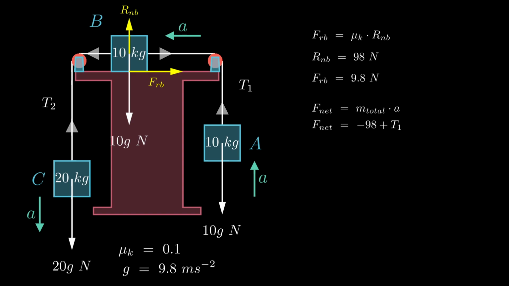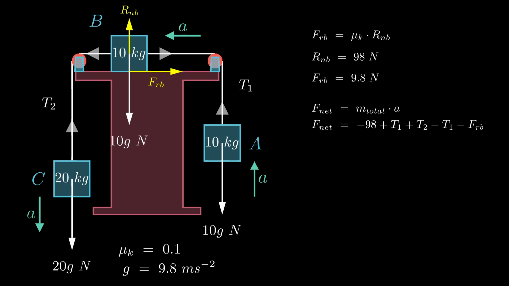Moving on to object B, let's identify the forces in the direction of acceleration. We have the tension T2 of the rope connected to object C, which aligns with the acceleration direction. However, the tension T1 of the rope connected to object A, and the frictional force opposing the movement of object B, are in the opposite direction to acceleration. Therefore, we take T2 as positive, but T1 and F of RB as negative vectors.